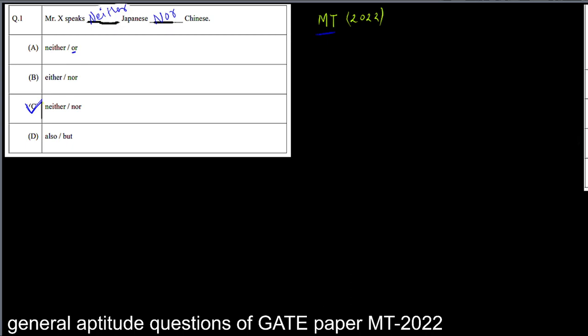Let's move to the next question. Question 2 says: a sum of money is to be distributed among P, Q, R, and S in the proportion 5:2:4:3 respectively.